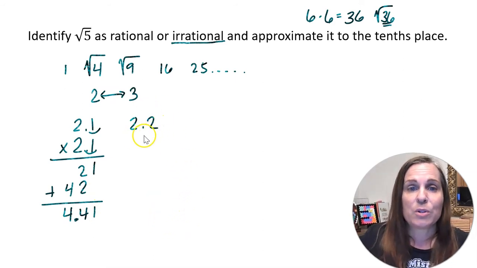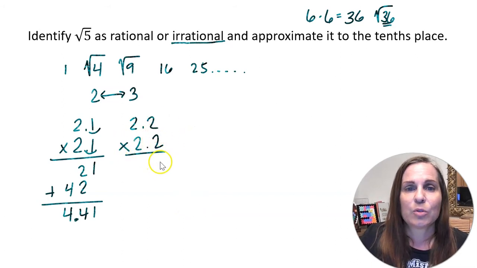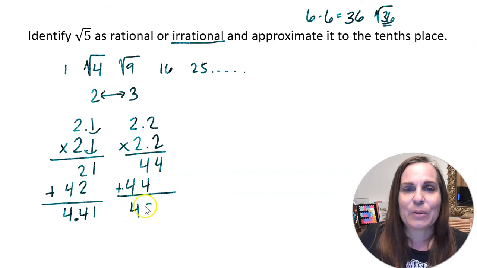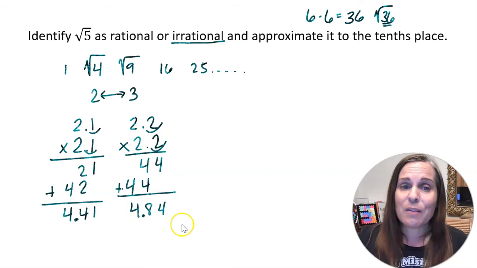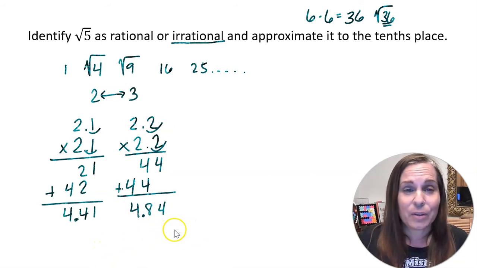Let's try 2.2. So 2 times 2 is 4, 4, 4, and I add it and I get 484. Right? And a decimal place here, a decimal place here, so 2 decimal places in my answer: 4.84. I still haven't gotten to 5 yet though.